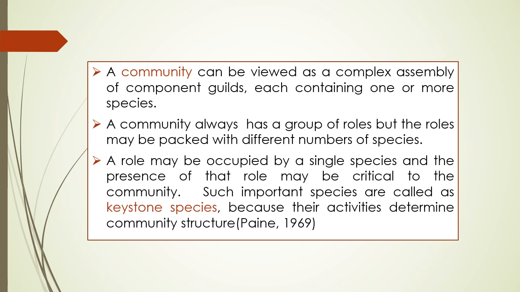If the important species is absent, who will perform that particular functional role or activities within the ecosystem? That species cannot be replaced by any other species in the ecosystem. Such important species are called keystone species because their activities determine community structure.